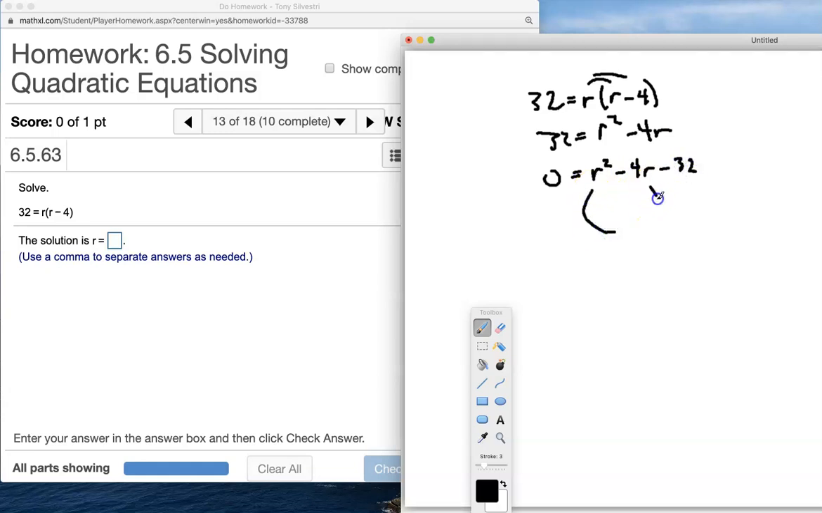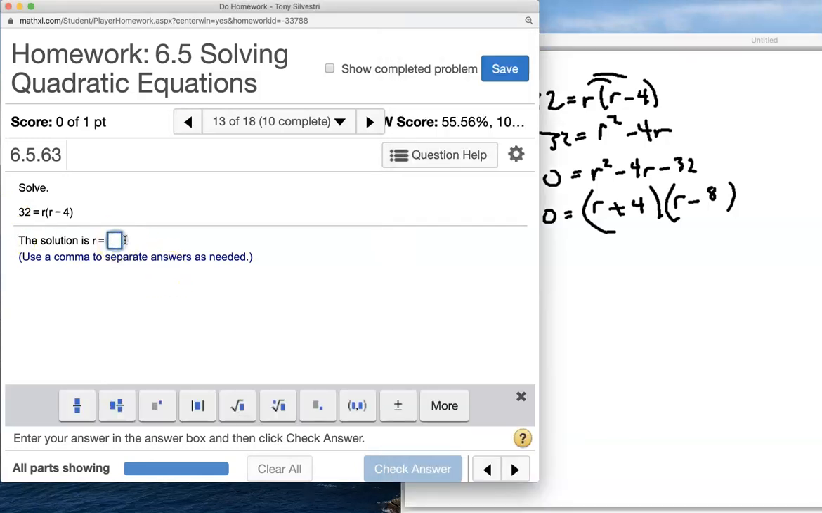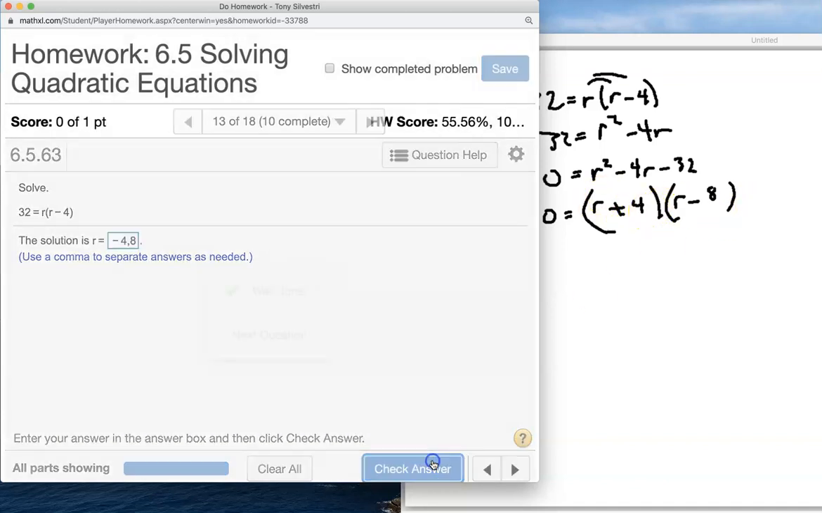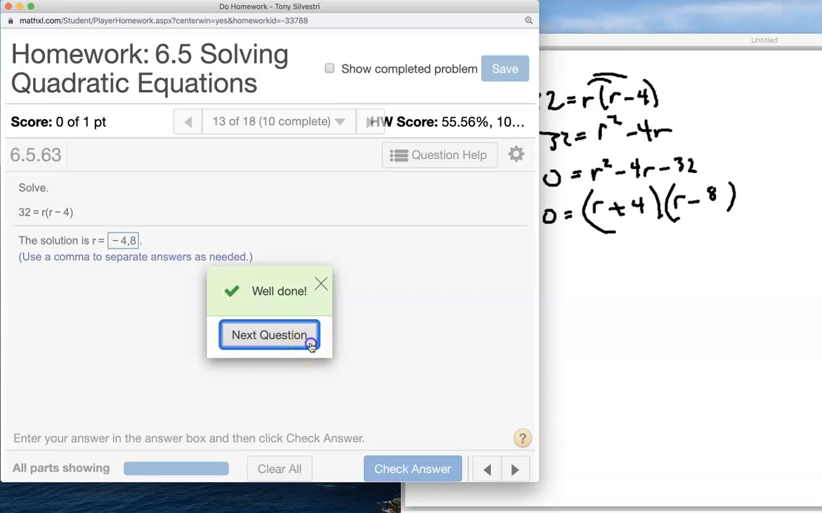Let's factor that. R and R, it looks like it's plus and minus. I'm going with 8 and 4, 8 and 4 equals 0. And I'm going to tell you right now, I'm not going to waste the mouse on this. The answer is minus 4, comma 8. It's the opposite of what you see here. Check your answer. Great job.